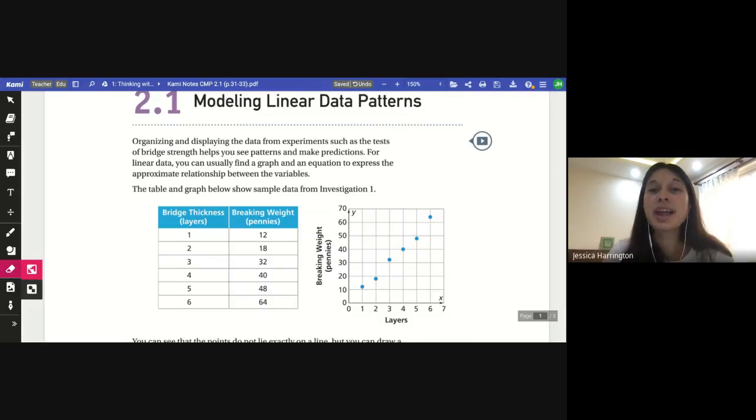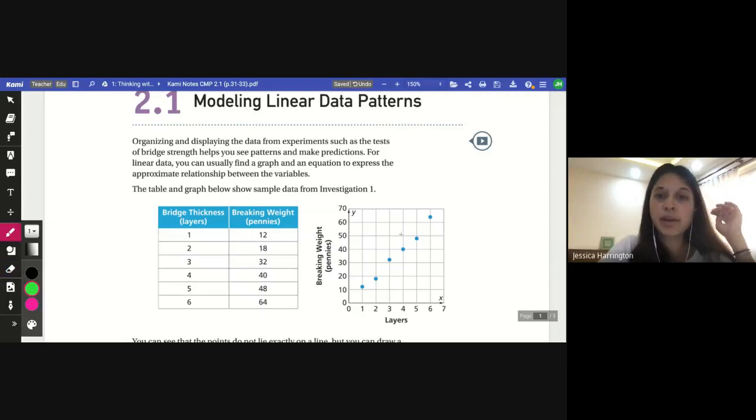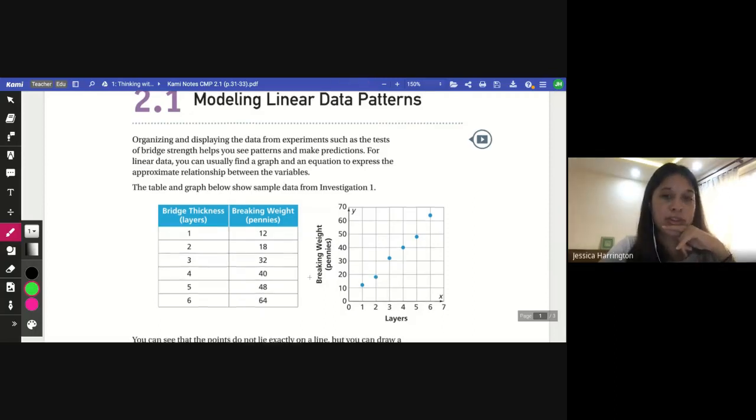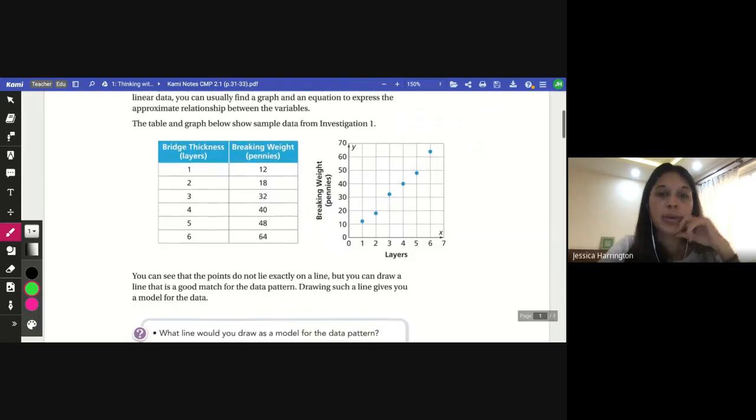In real life, it's really hard to find something that's exactly linear. So what you do is you look at the graph to see, does it make a linear pattern? This table has been graphed over here. One layer, there's 12, two layers, there's 18, all the way up to 6 layers. The question says you can see that the points do not lie exactly on a line, but you can draw a line that is a good match for the data pattern. Drawing such a line gives you a model for the data.